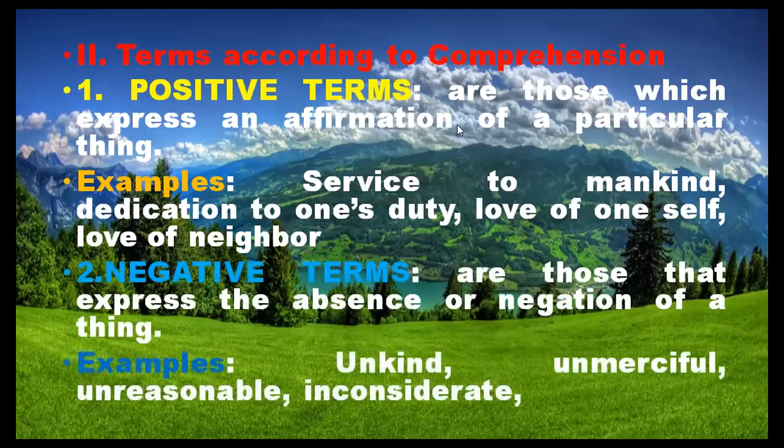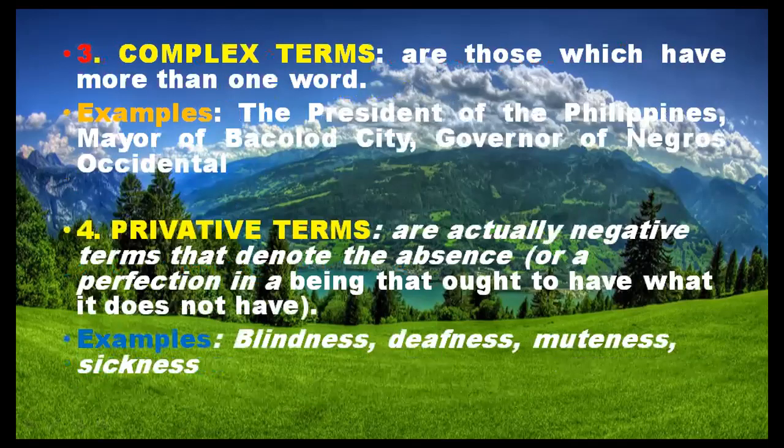Itong negative naman, are those that express the absence or negation of a thing. Usually, in our English language, we use the prefix, no? Pre means before. Sa positive na word na kind, mabait, we use the prefix un, unkind. Sa positive na word na mercy or merciful, may suffix na full dito, full of mercy, nilagyan ng un, unmerciful. So that becomes negative. Unreasonable, inconsiderate. So, positive terms and negative terms according to comprehension. We have the complex terms. Are those which have more than one word? Example, the president of the Philippines, Duterte, mayor of Bacolod City, Mayor Bingbing Ardia, governor of Negros Occidental.